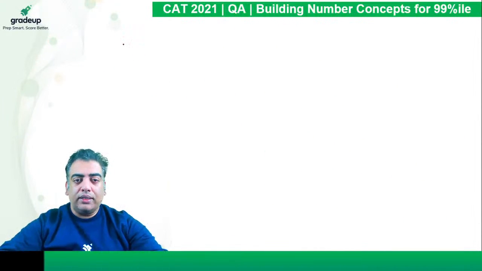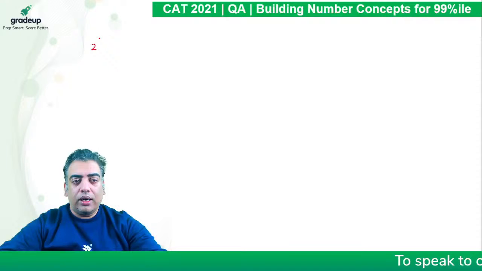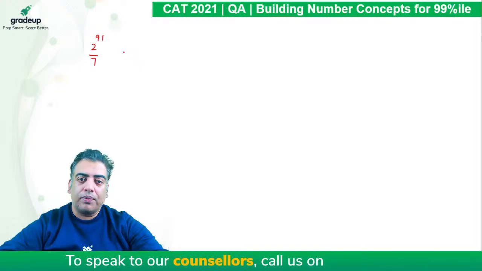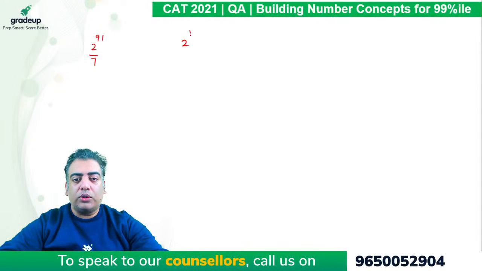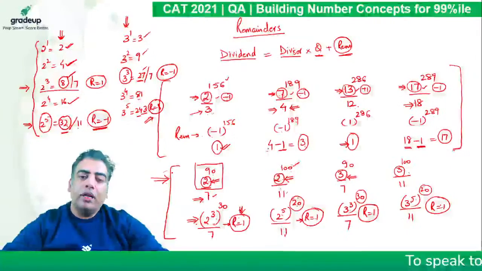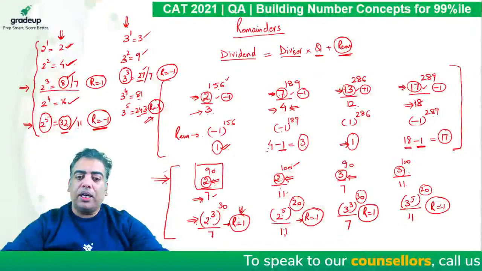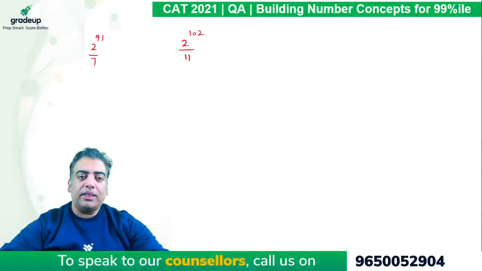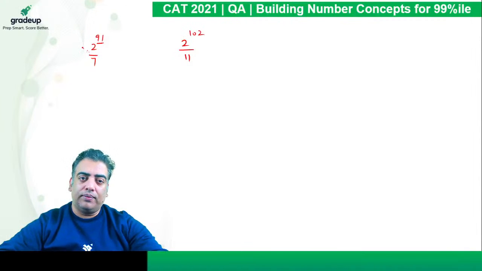Now, the third case is, let's say it is 2 raised to power 91 when divided by 7, what is the remainder? Or 2 raised to power 102 when divided by 11, what is the remainder? So in the previous examples, the powers were such that you could directly do 2 cube or 2 raised to power 5, right? But in this case, the values that I have chosen, I cannot do 2 cube straight away because the power is not a multiple of 3.